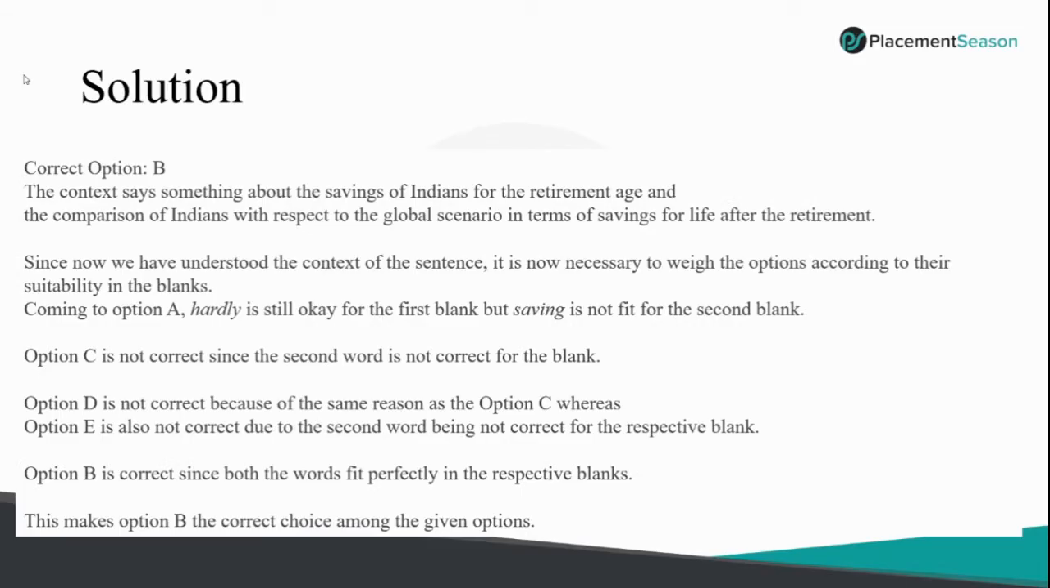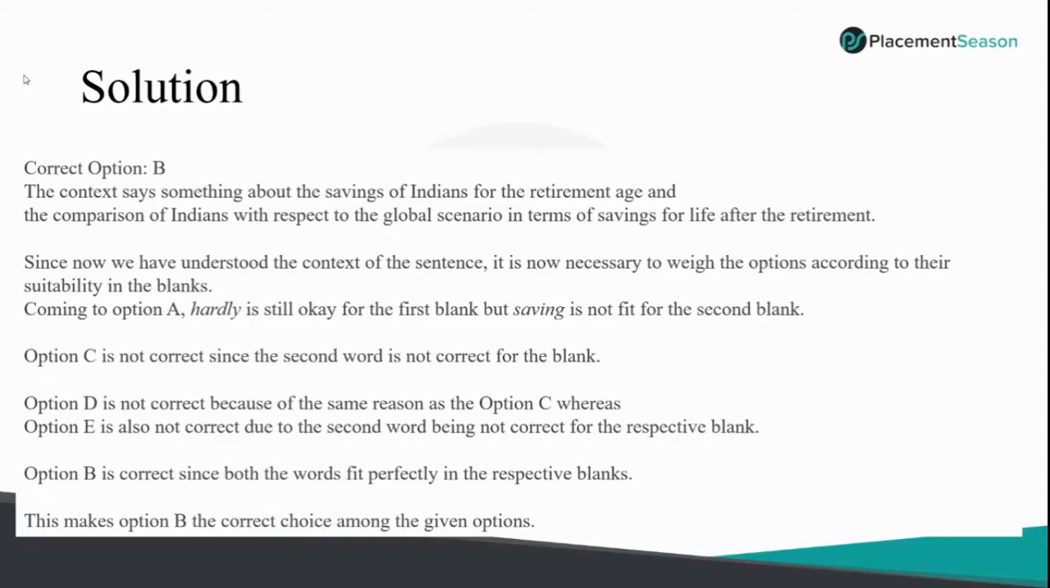So what does the context talk about? What does the sentence talk about? It talks about saving for their retirement age, and it also has a comparison of Indians with the global scenario in terms of their savings. So Indian people's saving scenario is compared to something that is global. So now we have understood the meaning of the sentence clearly, right? So now let's start reading the options and understanding them.